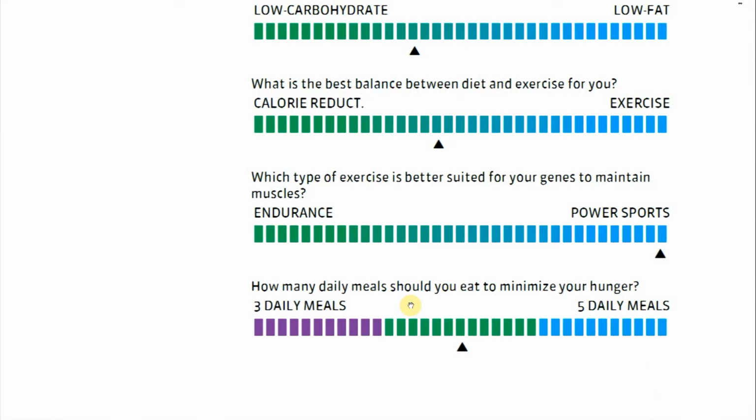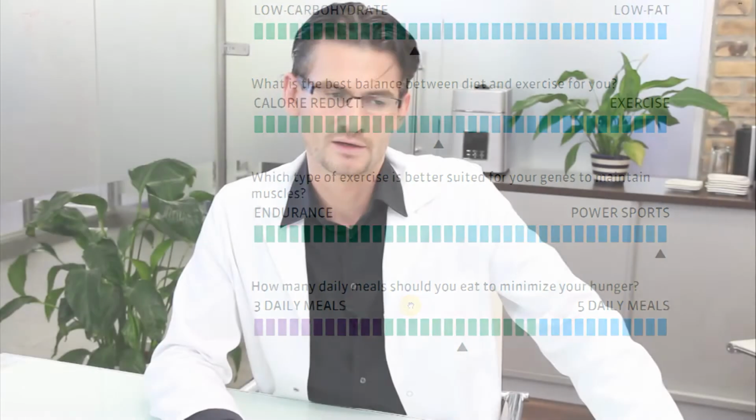And then the last question here is, how many meals should you eat per day to minimize your hunger? Now, many nutritionists are of the opinion for you to be able to break down fat deposits, you should have a certain amount of hours without food, so the insulin levels allow you to lose weight more effectively. So some of them will recommend 3 daily meals, meaning 1 for breakfast and no food, 1 for lunch, no food, 1 for dinner.